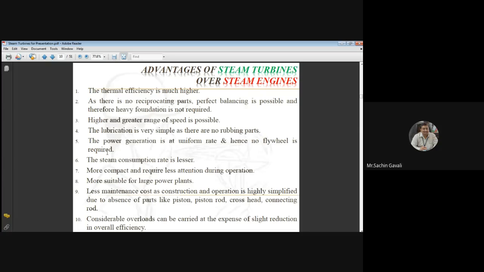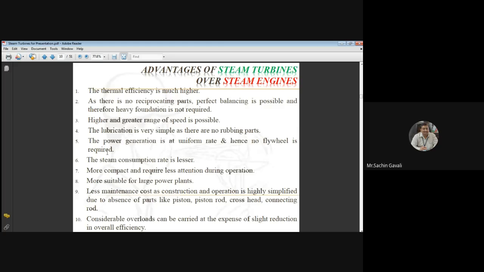so these are the advantages of steam turbines over steam engines that we have recovered. Thermal efficiency is higher because losses are less as compared to engines in case of turbines. And in steam engines, reciprocating parts are there. Therefore, a balancing problem is there, a vibration problem is there. But in case of steam turbines, all parts are rotary, and therefore we do not face that much balancing or vibration problem.